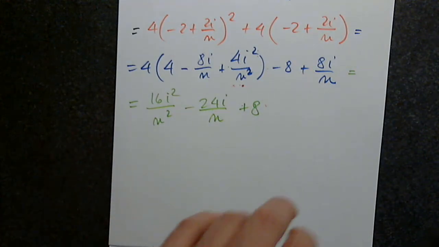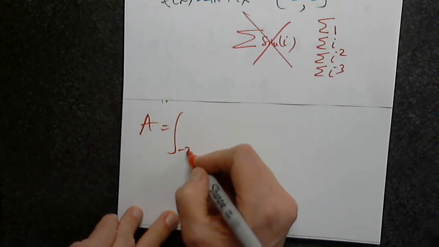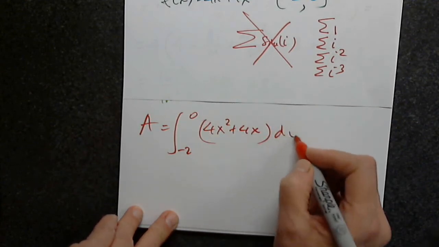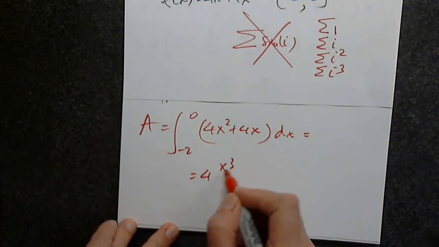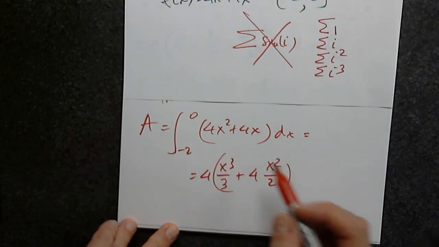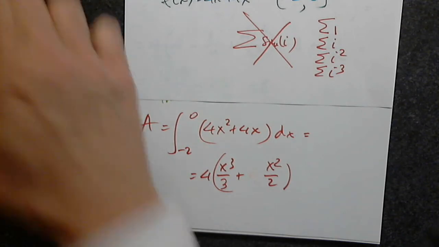What we should have done from the very beginning is just determine the answer ahead of time. Not because we're trying to cheat, but just to see what to expect. We know the area will be the integral from negative 2 to 0 of 4x squared plus 4x dx. So this is 4x cubed over 3 plus 4x squared over 2, from negative 2 to 0.